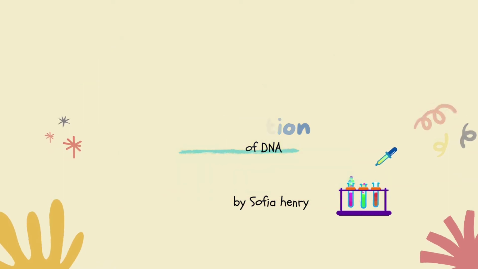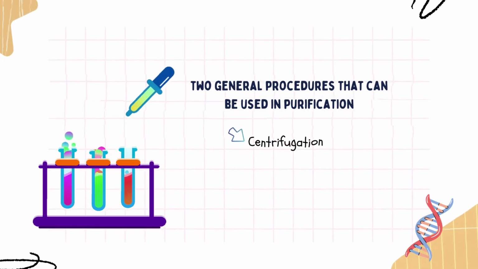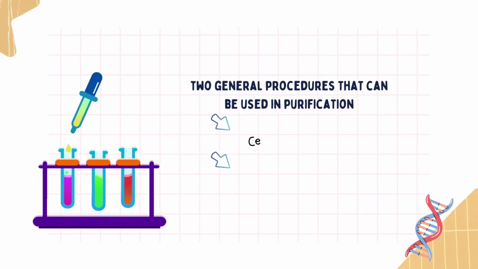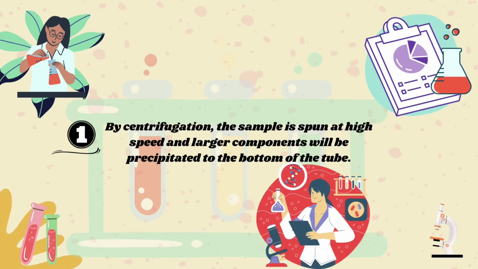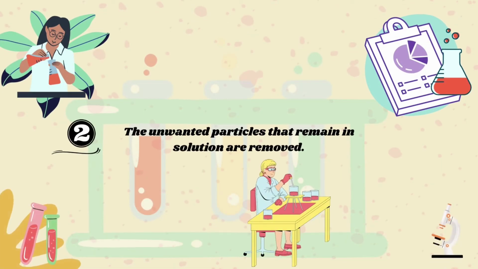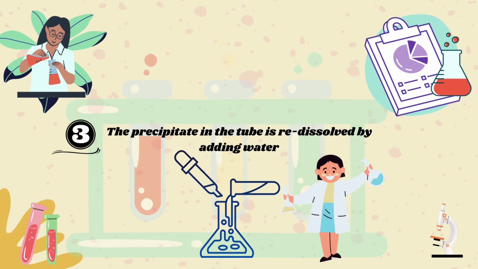Purification of DNA. Two general procedures that can be used in purification are centrifugation and chemical extraction. By centrifugation, the sample is spun at high speed and larger components will be precipitated to the bottom of the tube. The unwanted particles that remain in solution are removed. The precipitate in the tube is redissolved by adding water.